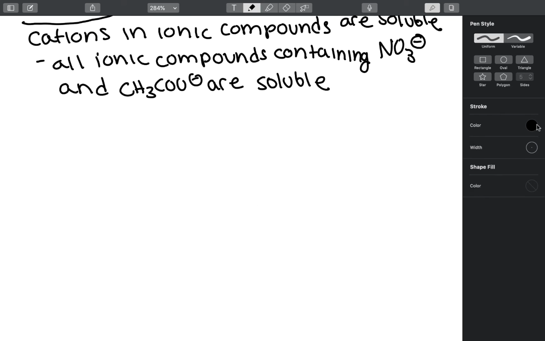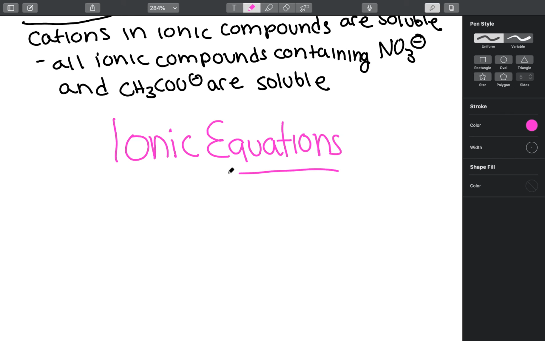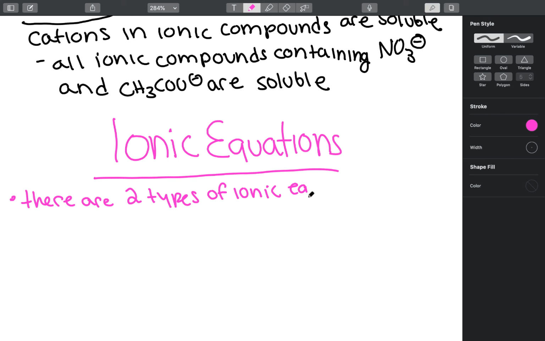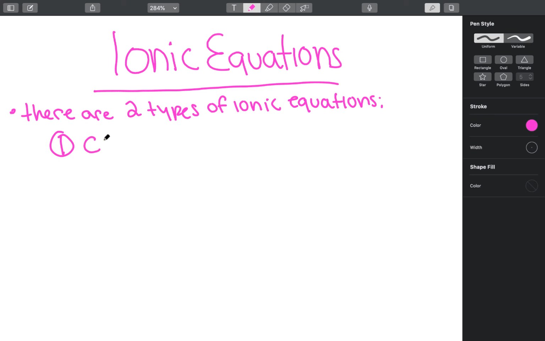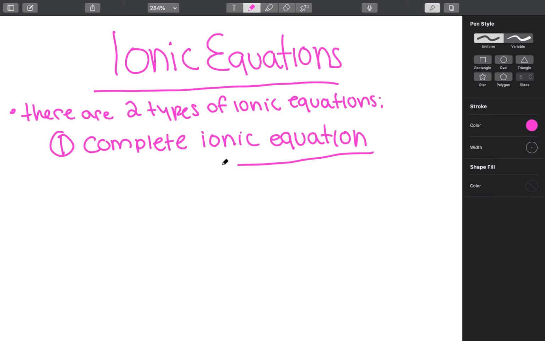So now let's get into ionic equations. There are two types of ionic equations. The first type that we're going to be talking about is something called the complete ionic equation.